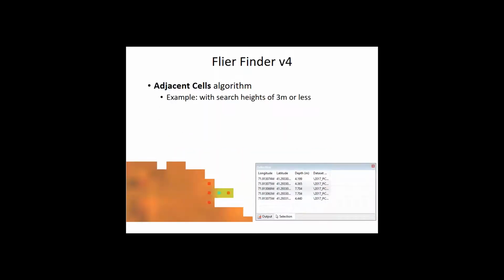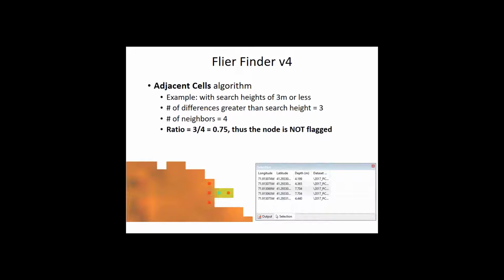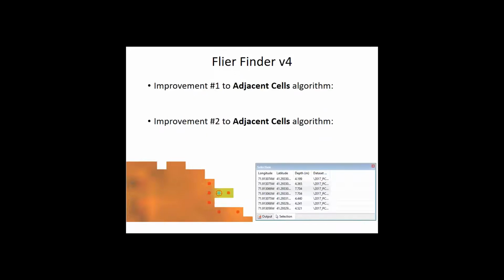So this next example I want to look at, this is something I've seen quite a bit. So there's 2 anomalous nodes that are 7.7 meters deep, and then the seafloor is closer to 4 meters. Okay, so with a search height of 3 meters or less, there's 3 significant differences, but there's only 4 neighbors. So that ratio comes out to 0.75, and so that node previously was not getting flagged. So with this first improvement to the flyer finder, in the case of 4 neighbors with a ratio of 0.75, that is going to get flagged.